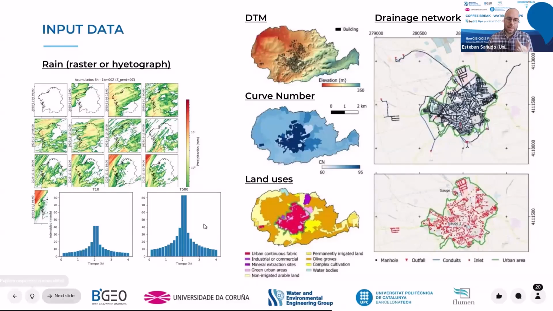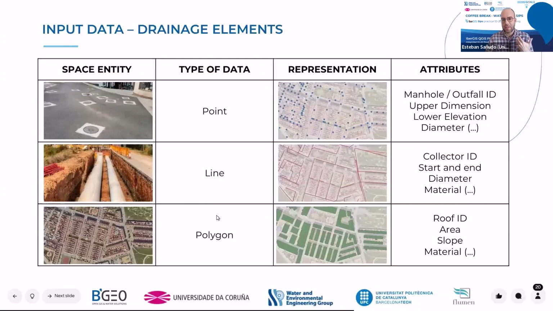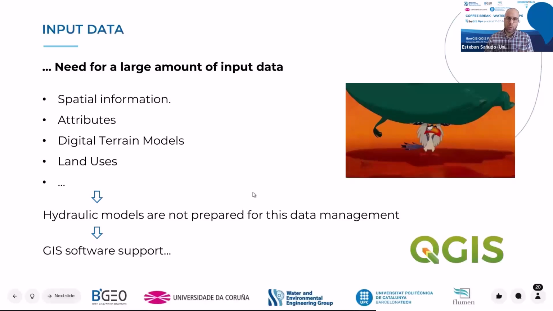So all this information is really complex and is really huge. So it's important to have tools that can manage and pre-process this kind of information. It's not common in numerical tools, tools that are related with hydraulic modeling, that can manage this information. So we usually use GIS software to support our pre-process and our post-process.